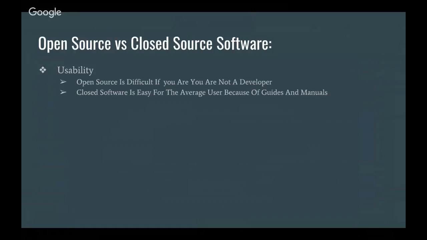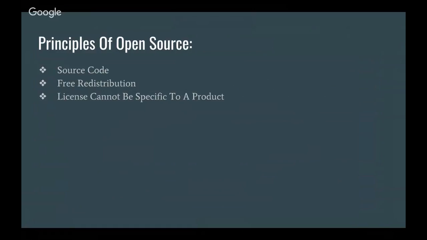Okay, so next on the agenda, we're going to talk about the principles of open source. I have three principles on my slide: source code, free redistribution, and licenses cannot be specific to a product. So first, I'll talk about source code. Source code must allow distribution in source code as well as compiled form. Where some of a product is not distributed with source code, there must be well-publicized means of obtaining the source code for no more than a reasonable reproduction cost, preferably downloading via the internet without charge.